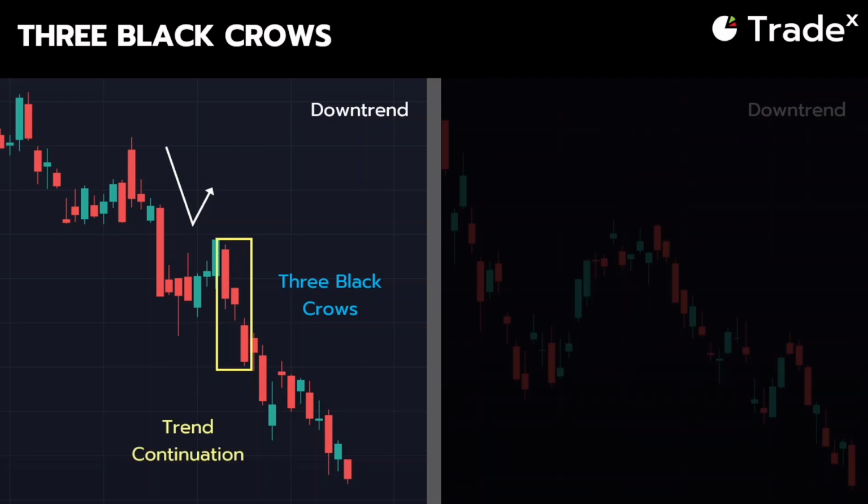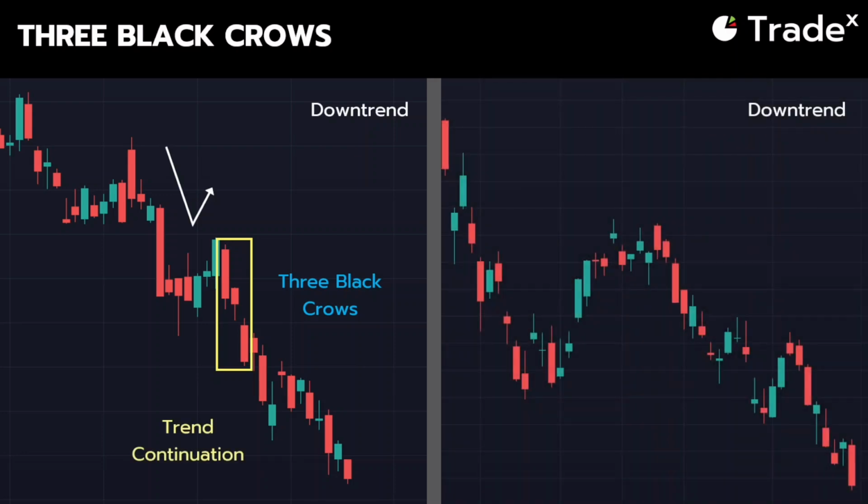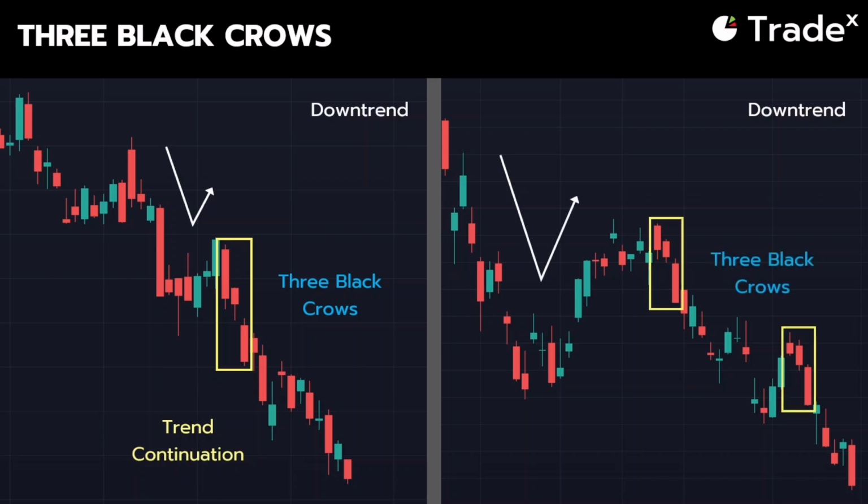Similarly, on the right, the price falls sharply but undergoes a significant pullback. Despite this temporary rise, the downtrend persists. Two instances of the three black crows appeared during this period, each effectively halting the pullbacks and reinforcing the continuation of the downward movement. Moving on to the next candlestick pattern.